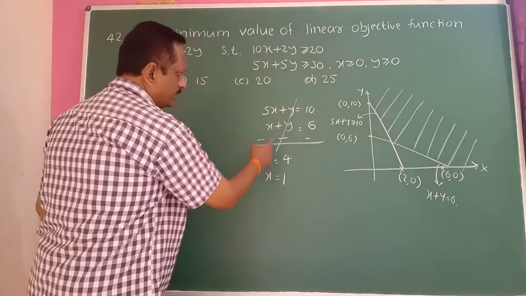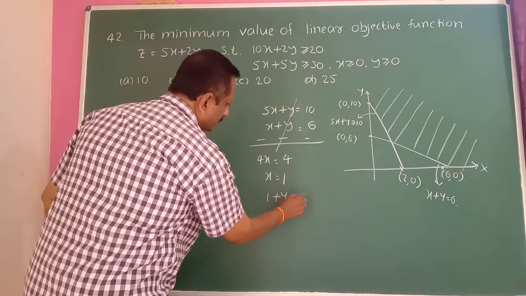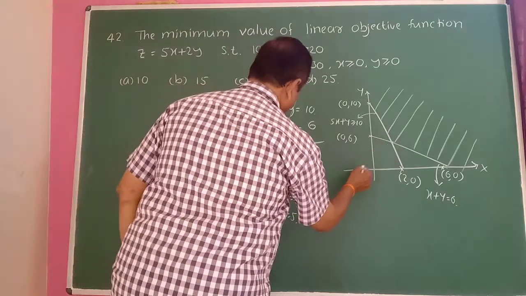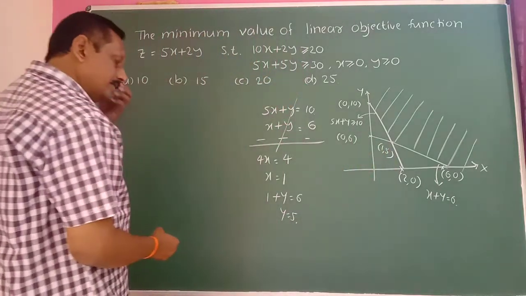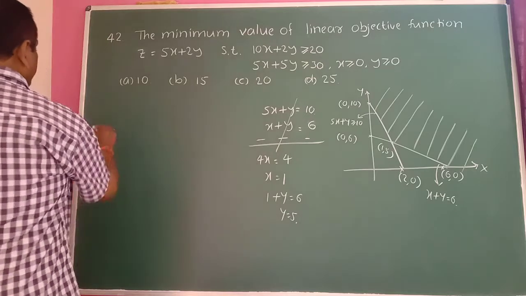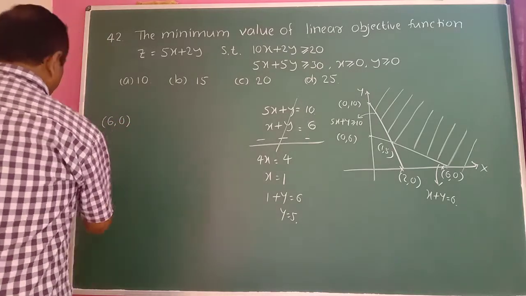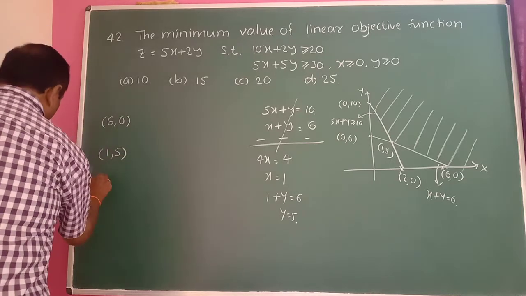Put x equal to 1 in the second equation. So 1 plus y is equal to 6. Hence y is equal to 5 here. Hence this point of contact is (1, 5). Therefore, the corner points of the feasible region are (6, 0), then (1, 5) and (0, 10) here.